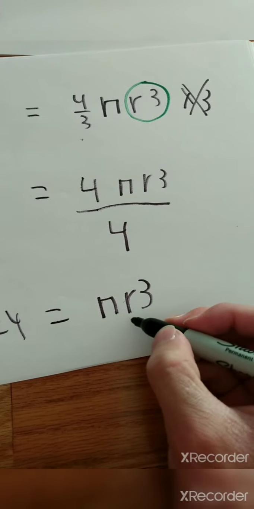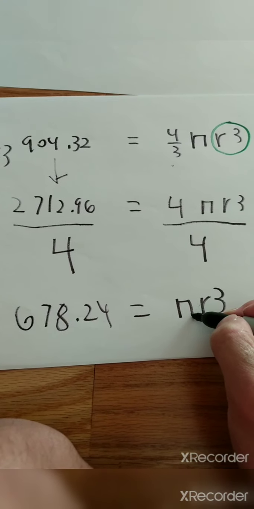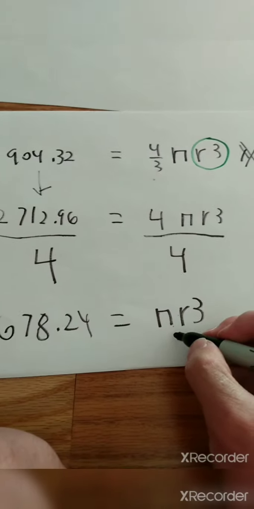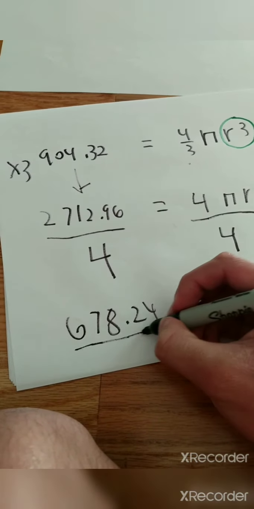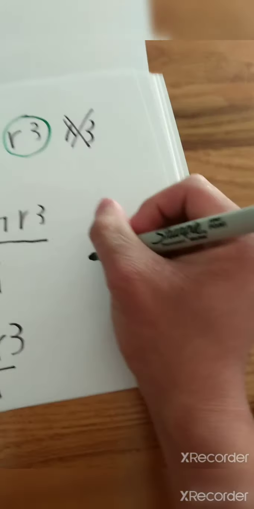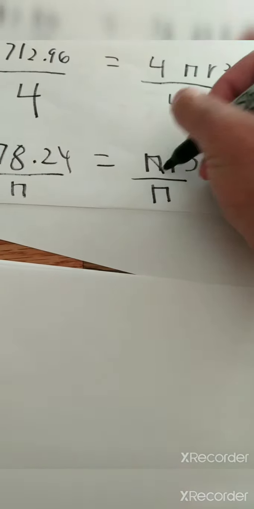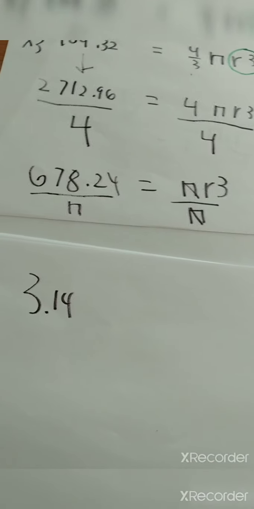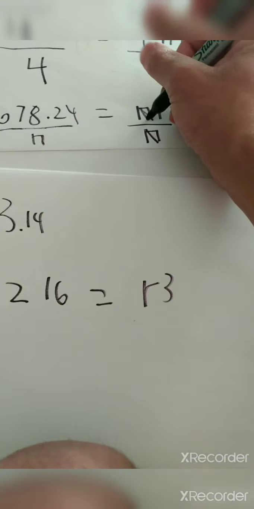We have pi r cubed left, and there are 2 steps left to get that r cubed isolated. With pi, we multiply the radius cubed to get 904 for the volume. But since we're going backwards, the opposite of multiplying is dividing. So we have to divide both sides by pi. Pi is going to be 3.14 to make it easier. So if we divide both sides by pi, these two will cancel out because they're the same. So 678.24, if we divide that by 3.14, the replacement of pi, we're going to get an answer of 216, and that would equal r cubed, because that pi got eliminated.